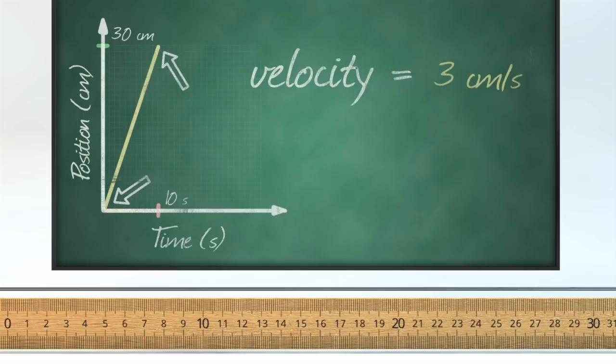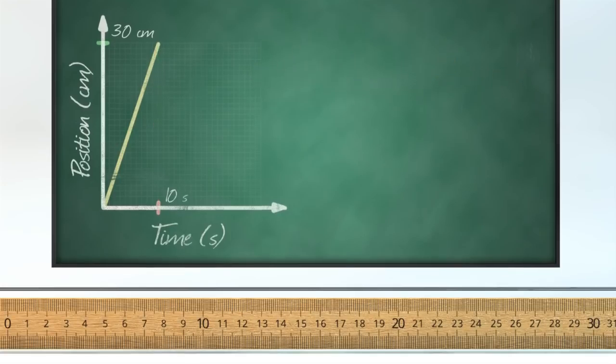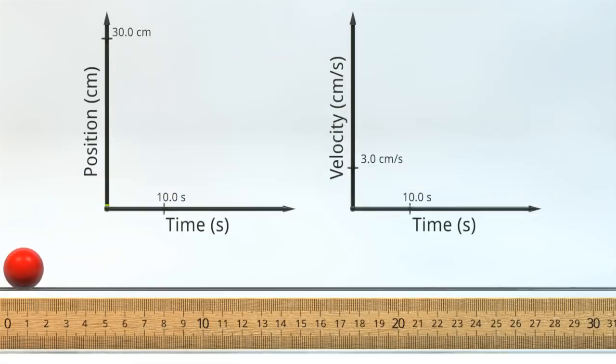So why are we allowed to only look at the starting point and ending point and forget about everything in the middle? Well, this is because the slope or steepness of the line never changed. It's a straight diagonal line from start to finish. No matter what part of that straight line we look at, the slope is always the same, so the ball must be traveling at constant velocity. Let's see what the velocity graph looks like now. It's a straight horizontal line.